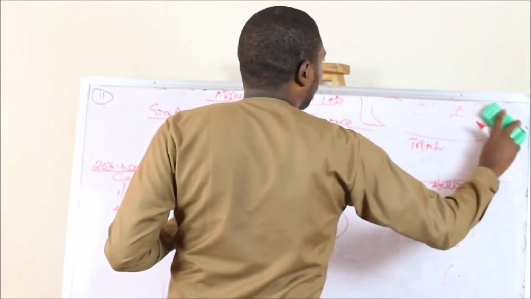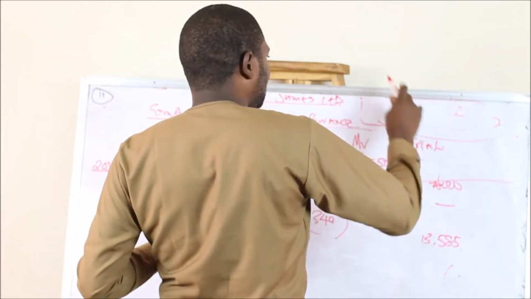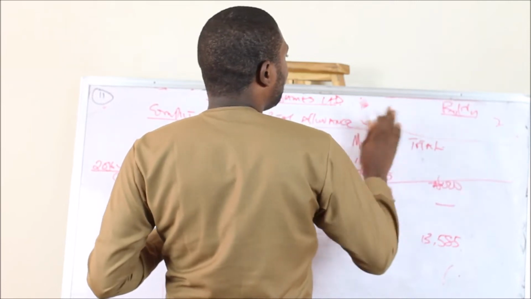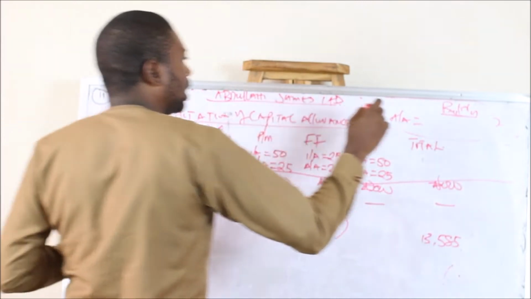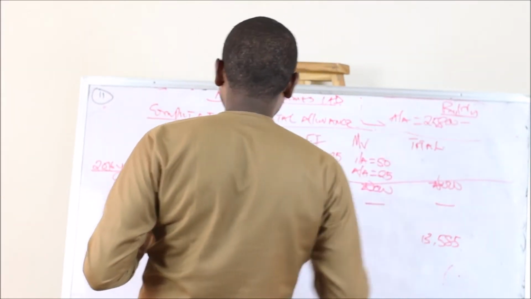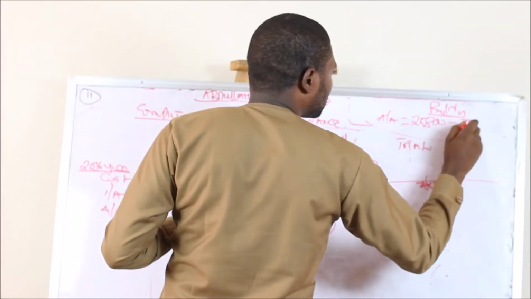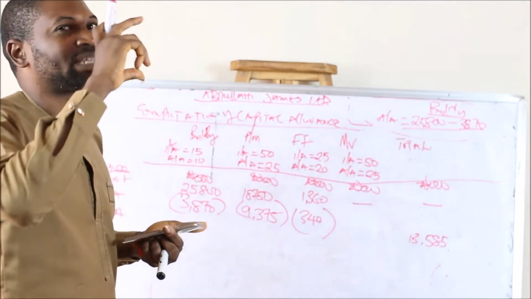And remember, for you to determine the annual allowance here, let me just give you an example for building. This is building. For building, annual allowance, the cost of building is 25,800. So you have 25,800 minus initial allowance, which is 3,870, over n. Remember I told you n means the lifespan of that asset.